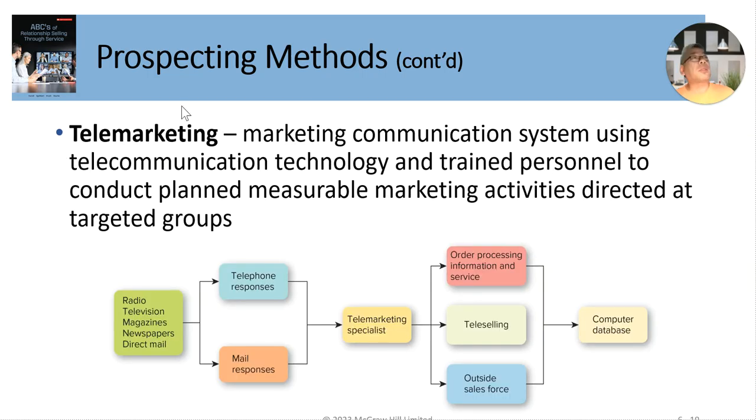Okay, methods. Some people do telemarketing, which is a marketing communication system using telecommunication technology and trained personnel to conduct planned, measurable marketing activities directed at a targeted group. Examples here: radio, television, magazine, newspaper, and direct mail. Use telephone responses, or mail responses. Go to a telephone marketing specialist, do order processing, teleselling, and outside sales, and then do a computer database.